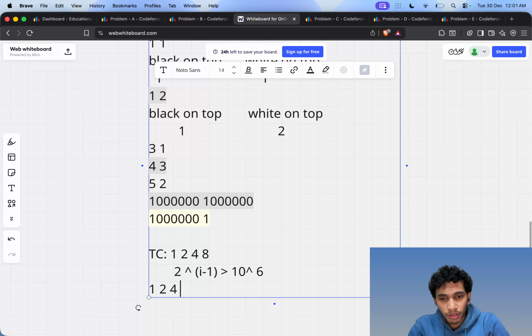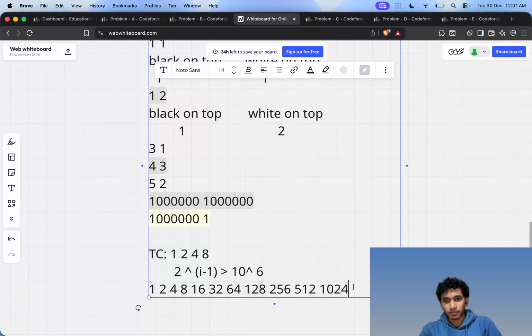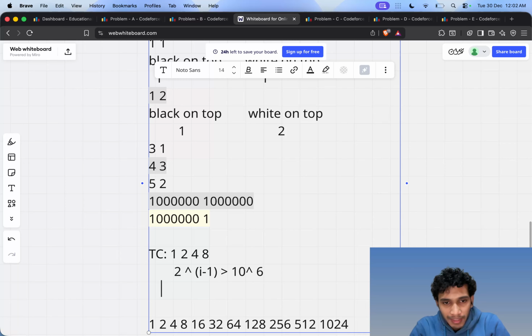1, 2, 4, 8, 16, 32, 64, 128, 256, 512, 1024. We are at this point at 10 to the power 3. All right. If we keep iterating, we are just taking log with base 2. All right. Let's do some mathematics here. If we take log on both sides, it is as such.